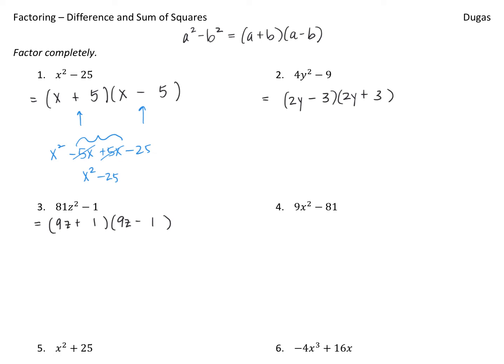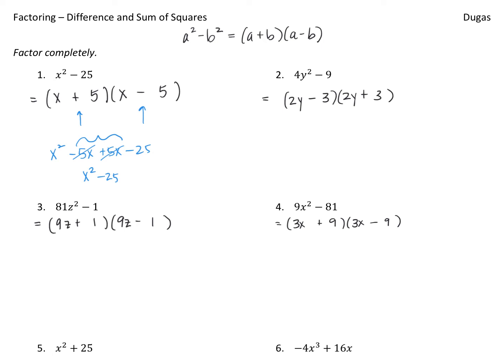All right, number 4. This one is really easy to make a mistake. So if we go through what we just did, are there two terms? Yes. Are they both perfect squares? Yes. The square root of 9 is 3 and the square root of 81 is 9. So I would be happy and I would do my two parentheses. Square root of 9 is 3, so 3x and 3x. Square root of 81 is 9, so 9 and 9.